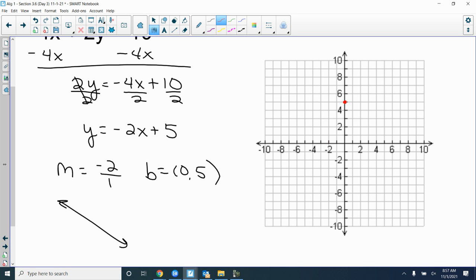The slope tells me how to get to the next point. So if I go down, which direction do I need to go? To the right. If I go down, I got to go to the right. So I go down 2, and then how far to the right? 1. And then I go down 2 to the right 1, down 2 to the right 1, up 2 to the left 1. So I can go up and to the left or down and to the right. And so there's my line.